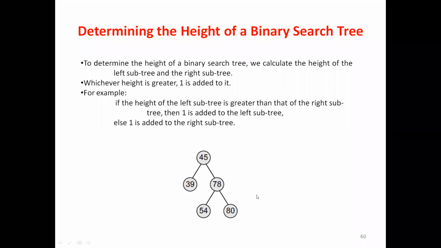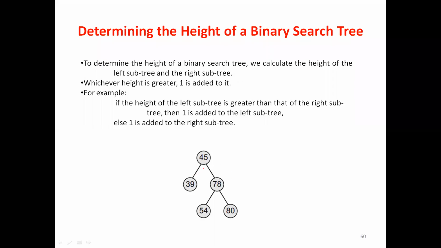I hope I'm audible. For example, the height of this tree is 3. Why? Because this is the longest path, the deepest one. Either it can traverse through left or right, I can choose any of the paths. But when I calculate the longest path, how many nodes are there? See, 45, 78, and 80. So the number of nodes, the height of the tree, is 3.